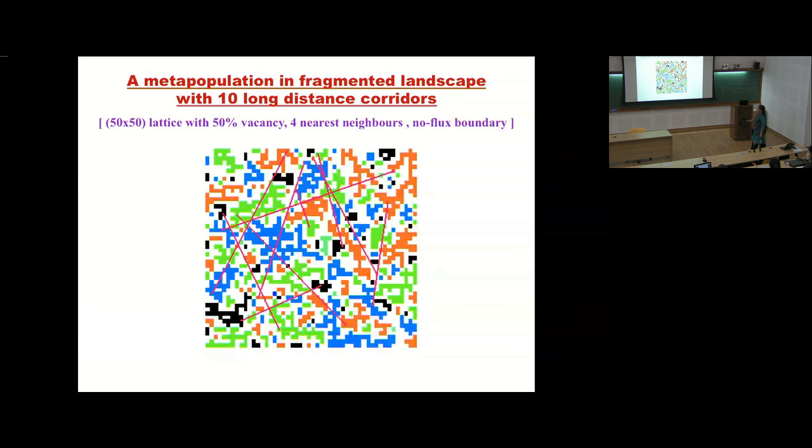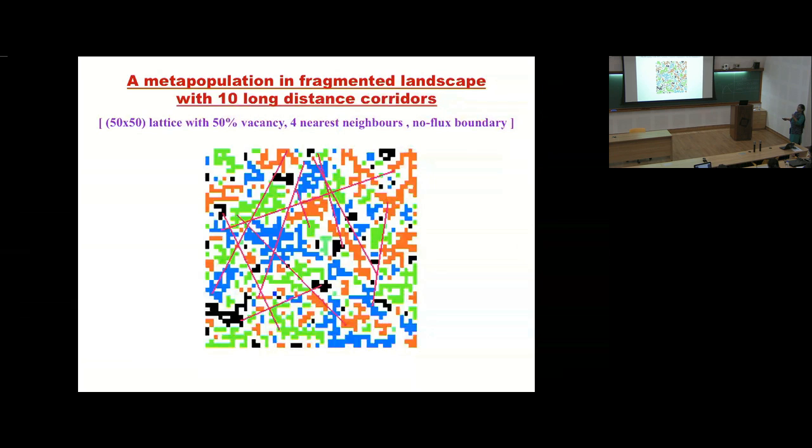And there is a no-flux boundary. So what the colors show you is the size of a patch which has multiple sites in it. For example, this green one has multiple lattice sites, but all these are vacant.